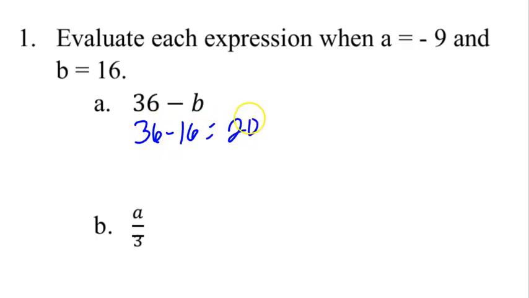us 20. Next, I have a over 3. So a divided by 3. So a is -9. So we have -9 divided by 3. This is going to give us a -3.